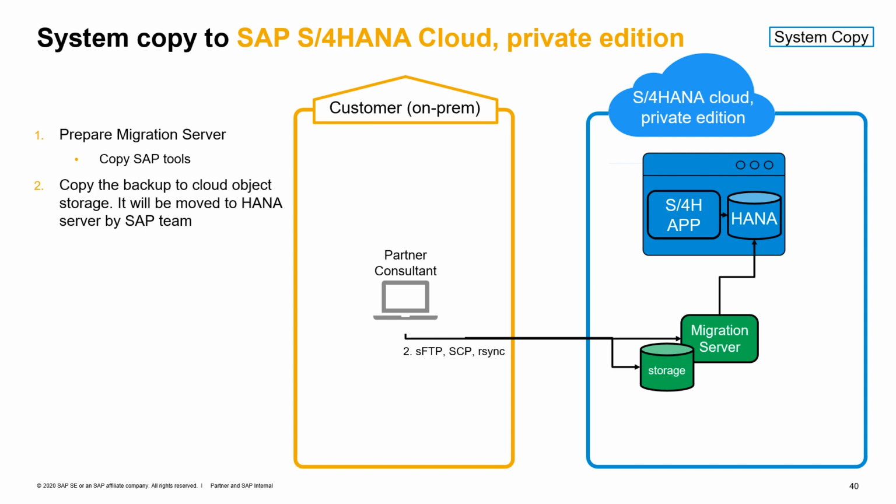As step number 2, after the offline backup is completed in the source, the consultant will then transfer all the files related to the backup to the target storage or migration server using, for example, FTP or SCP. These files will then be moved by the SAP operations team into the HANA server, ready for the restore. As step number 3, the basis consultant can then start the Software Provisioning Manager in the target migration server and perform all the activities for the system copy, including the restore of the backup on the HANA server.